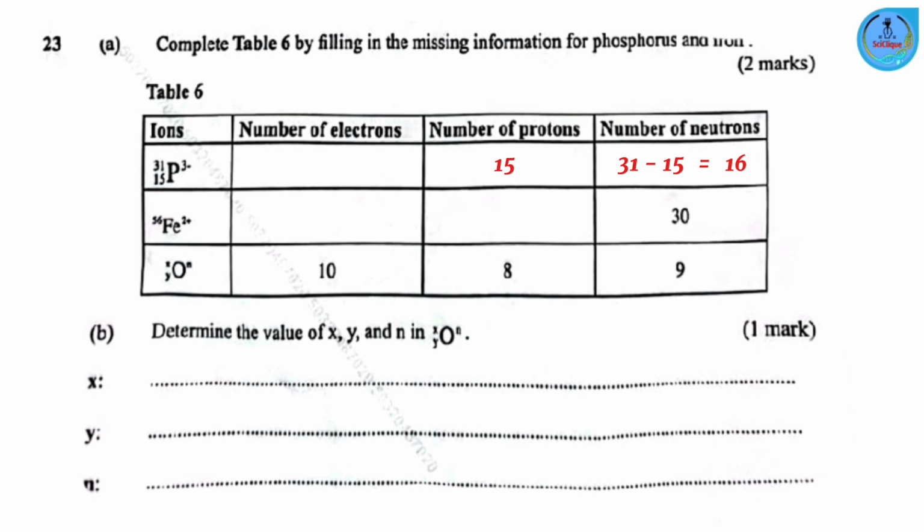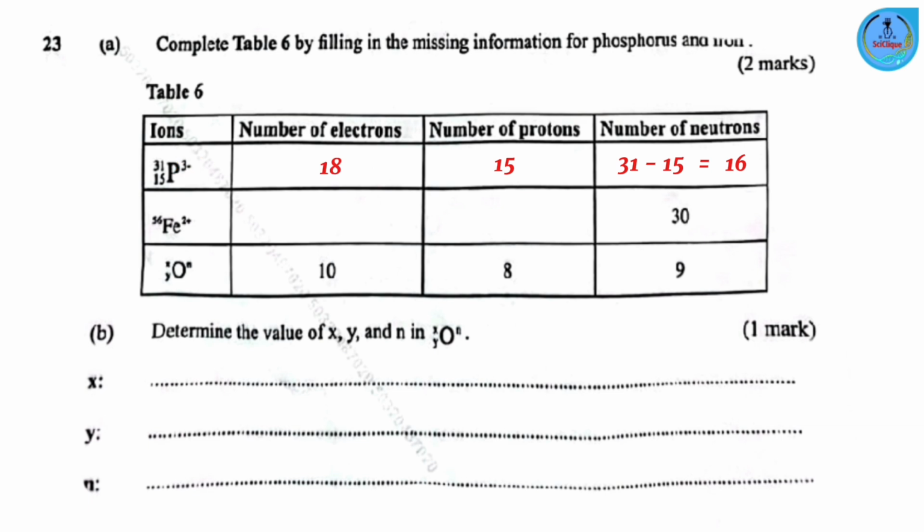Negatively charged ions are those that have gained electrons. How many electrons has this gained? 3 electrons. So initially, the number was equal to protons, okay? 15. We had 15 electrons in the atom. But when it gained electrons to form an ion, the number of electrons increased by 3, from 15 to 18. And that is the reason why it has a negative charge of 3.